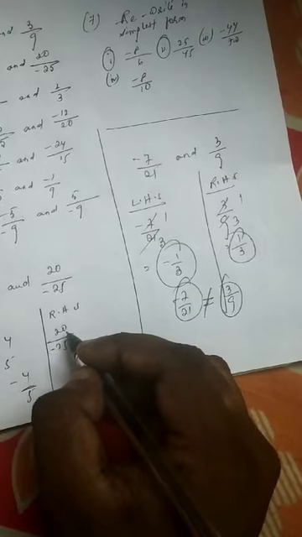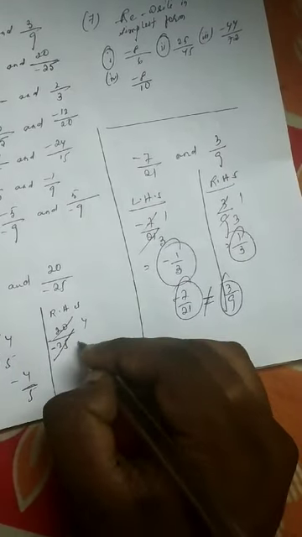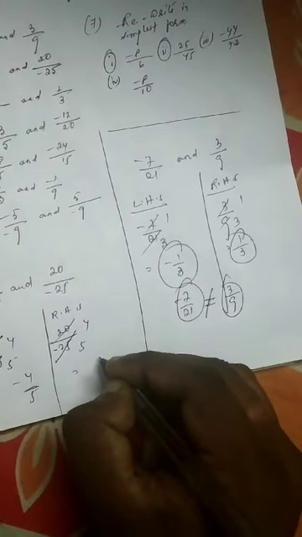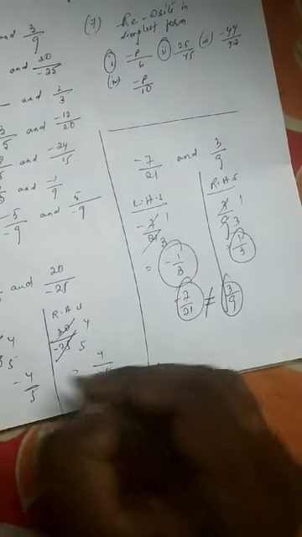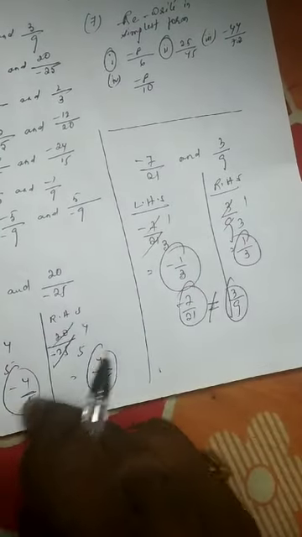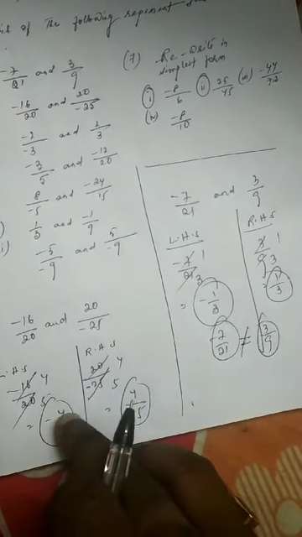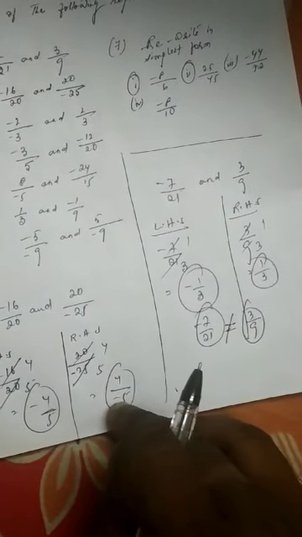Again this one, 20 and 25. 5 4s are 20, 5 5s are 25. It is 4 by -5. Children, the numeric values are same, 4 by 5 and 4 by 5. But one number has a negative sign in front of 4 and the other has a negative sign in front of 5.